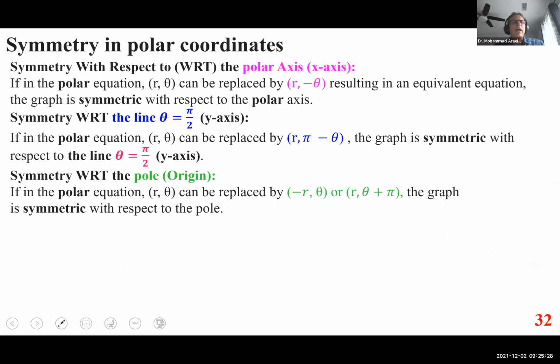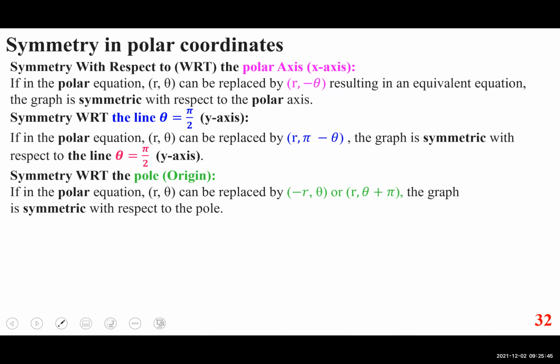Now, what happens as far as the symmetry in polar coordinates is concerned, let's quickly discuss that. Could you please read this for us? Do you mind? Just the whole thing, please.